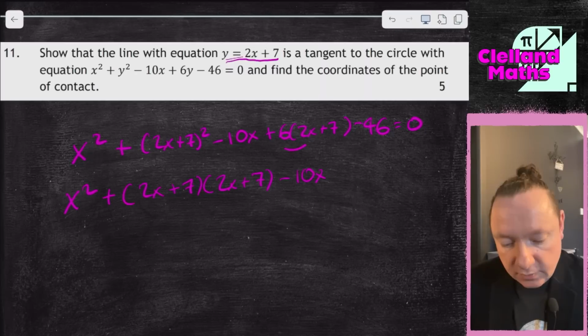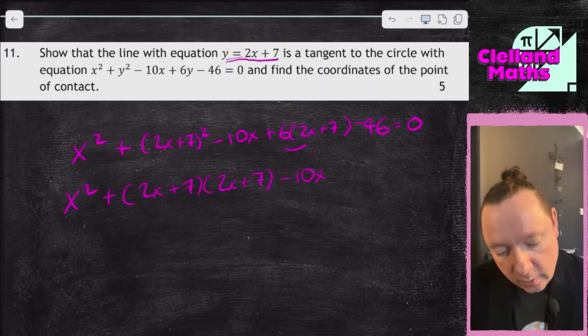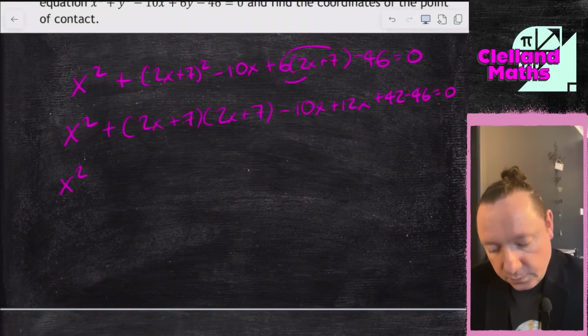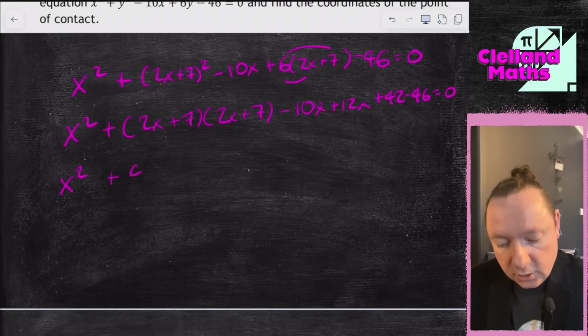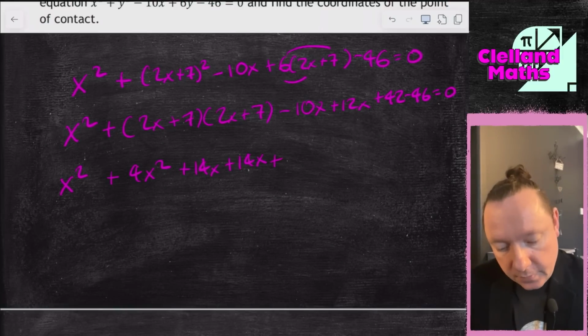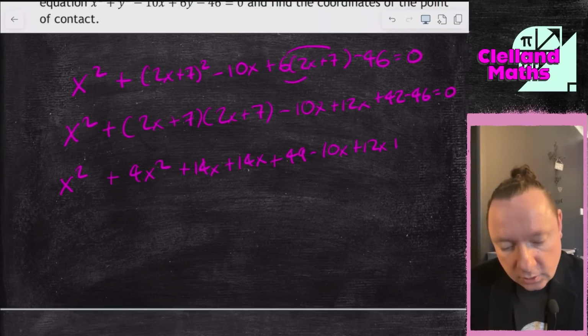And the last one's just a single bracket, so that's 12x, and then it's 42. Now I've still got 46. So double brackets: 2x times 2x is 4x squared, and then you'll have 14x and 14x. I'll just write it out longhand. And then you'll have 7 sevens is 49, minus 10x, plus 12x, plus 42, minus 46 equals 0.